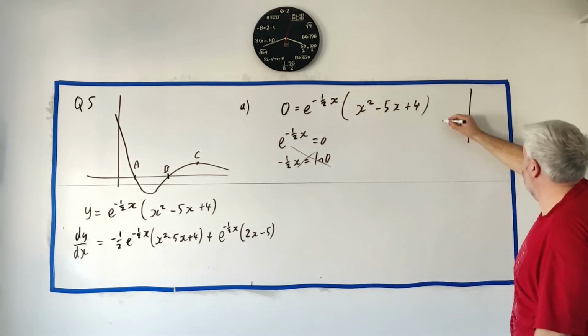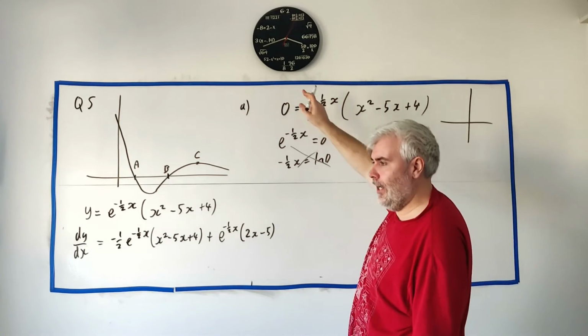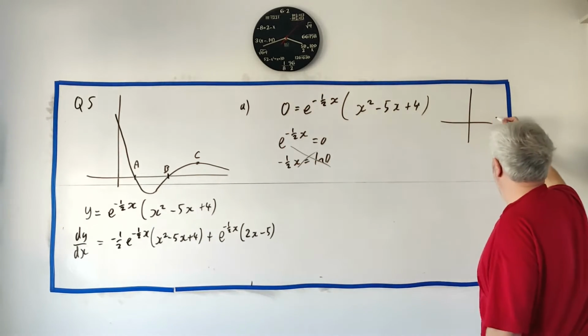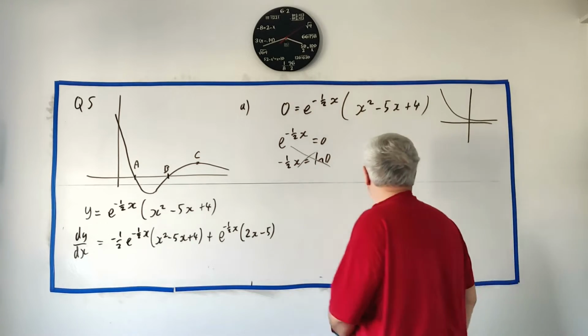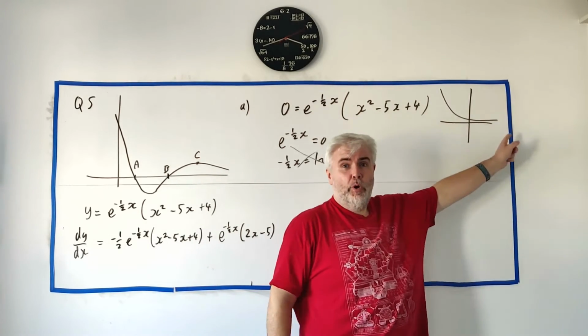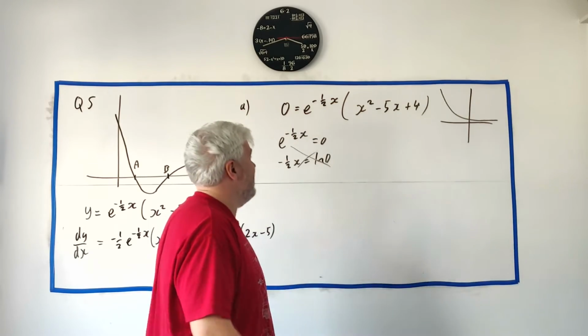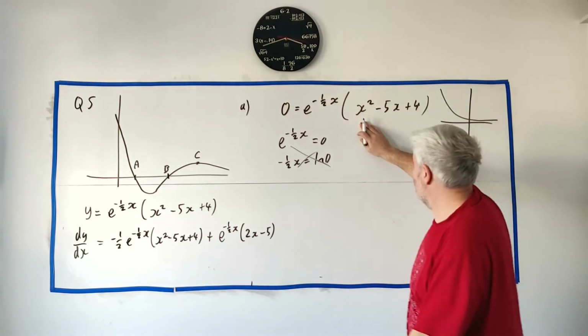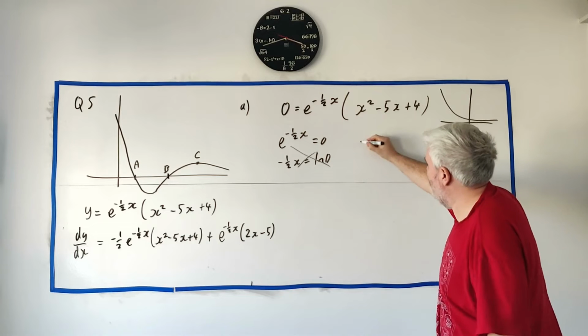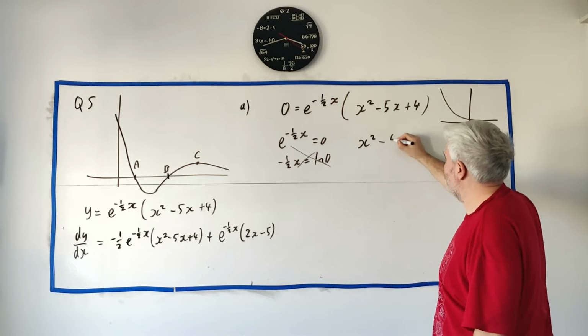Let's just draw a quick e to the minus x. Which way would that go? That would go this way. So it never actually touches the y-axis. So this guy here can never equal 0. So we just basically throw it out. Leaves us just a quadratic, which is good. We're all used to doing quadratics.